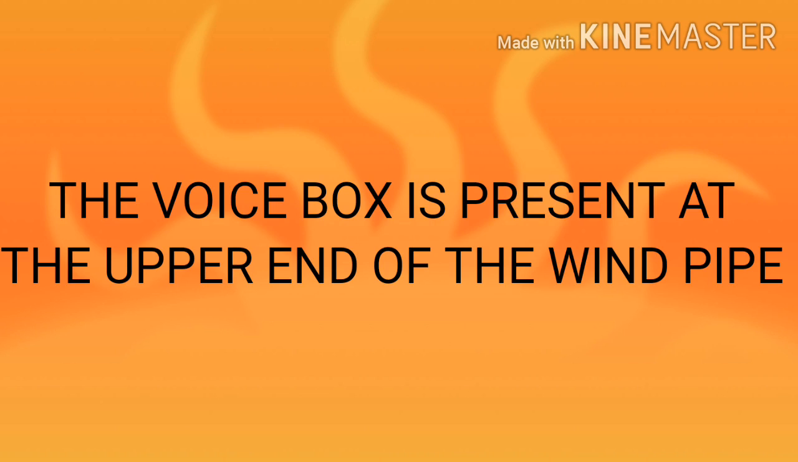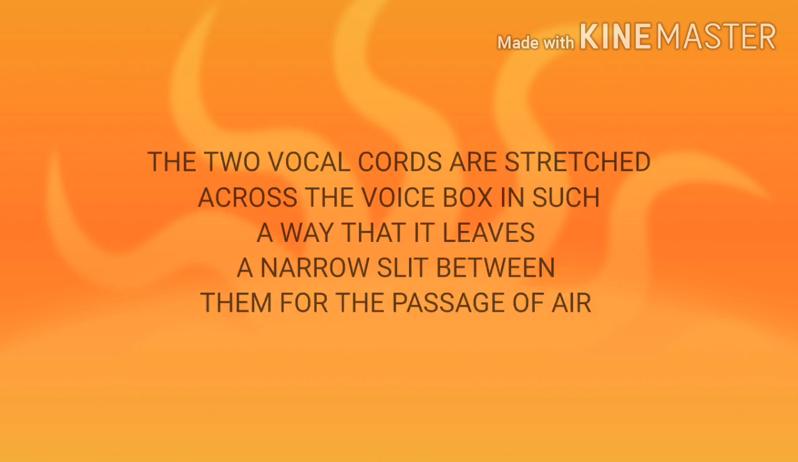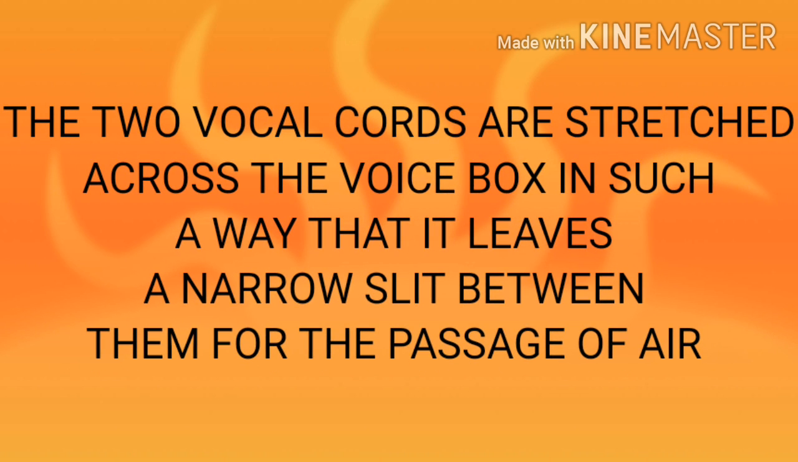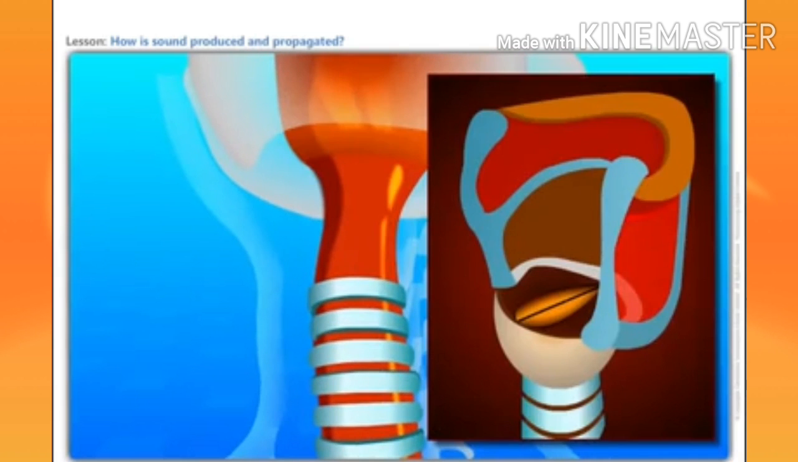It is at the upper end of the windpipe. Okay, where is it located? It is at the upper end of the windpipe, and there we have two vocal cords stretched across the voice box, or the larynx, in such a way that it leaves a narrow slit between them for the passage of air. Both the vocal cords are stretched in such a way that we have a very narrow slit between them so that only air can pass through.